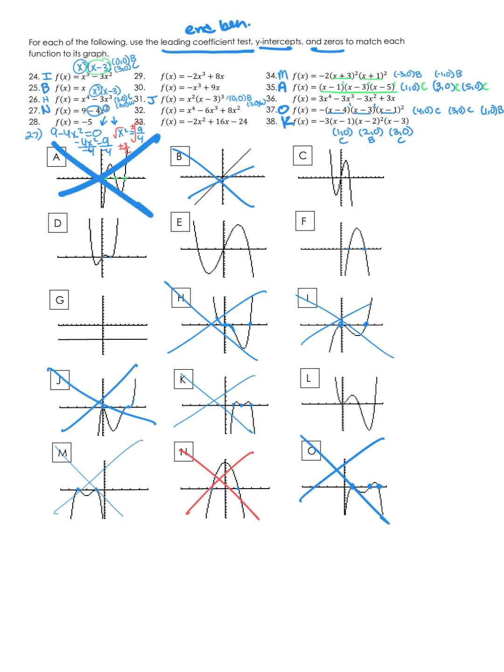28 is just a constant, so that's just your straight line. That's G. For 29, we can think about the end behavior first. It's odd and negative, so that will be up and then down. For 29, I'm going to start keeping track of this over here. So for 29, we're going to go up and then down for the end behavior. We've got a couple like that, so it could be C or it could be E.